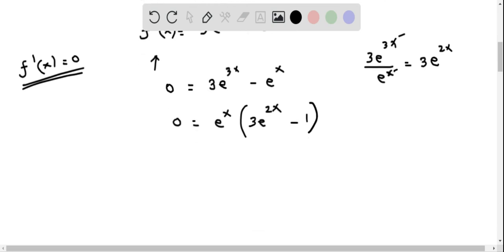And this means we can now see that e power x equals 0, or the other factor, which is 3 e power 2x minus 1, equals 0. This one does not have a solution because this is always increasing, and it will never become 0 for any value of x. So here we see no solution.